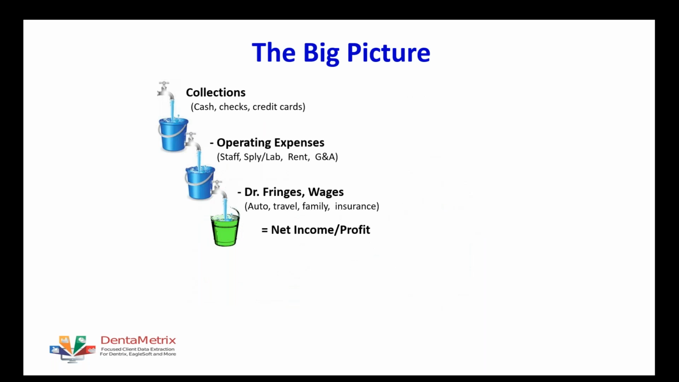Life should be simple. We have collections minus expenses coming in, operating expenses, staff, supplies, etc. And then we have the doctor's fringes and wages and things like that. So collections minus all these expenses, when we get down to the last bucket, we ought to have net income or profit left over. So why isn't it just that simple?